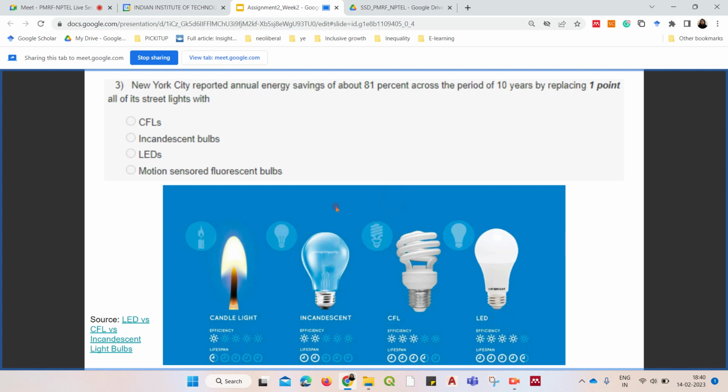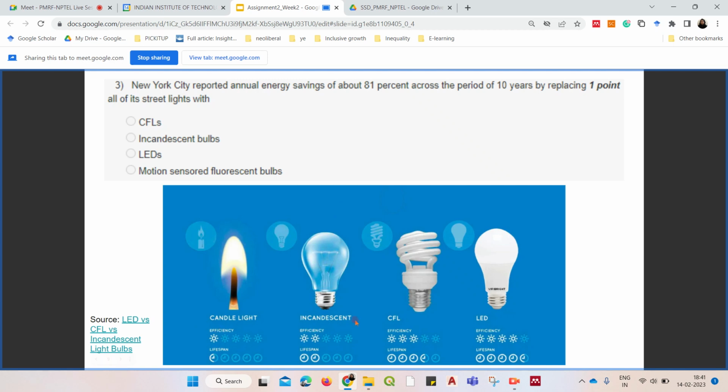But the important thing here for you to learn is the differences between the efficiency of different types of lighting fixtures. And by efficiency I mean what output of light they provide using what amount of electricity.